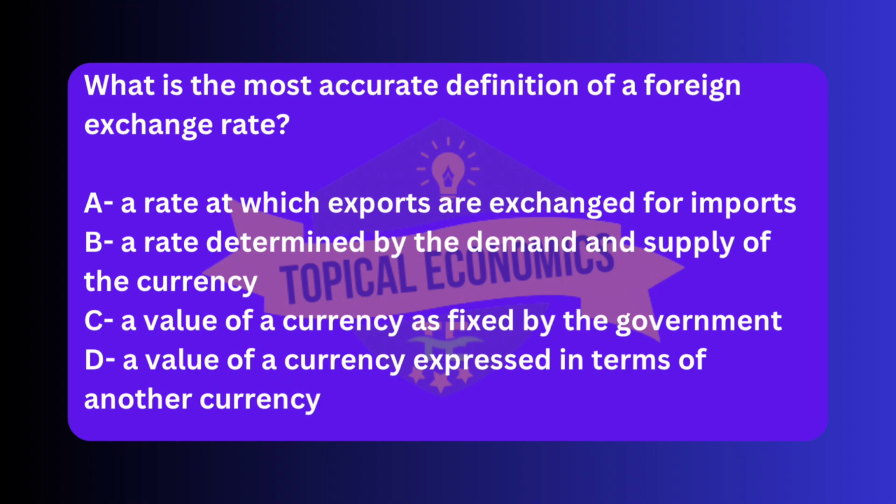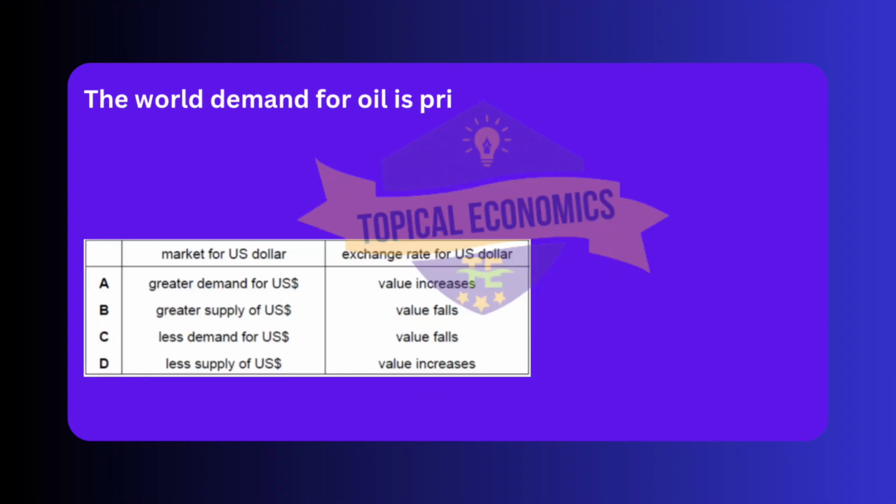Lastly, option C, a value of a currency as fixed by the government, would describe a fixed exchange rate system, where the government sets the exchange rate. However, in most cases, especially under floating exchange rate systems, the exchange rate is not fixed by the government but determined by market forces. Moving to the 12th question.